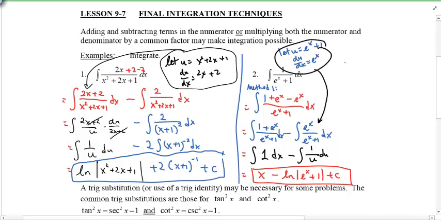If you don't like that method, we can try method number 2, which illustrates this thing called multiplying both the numerator and denominator by a common factor. And if I multiplied both the numerator and denominator by e to the negative x, look what happens here.